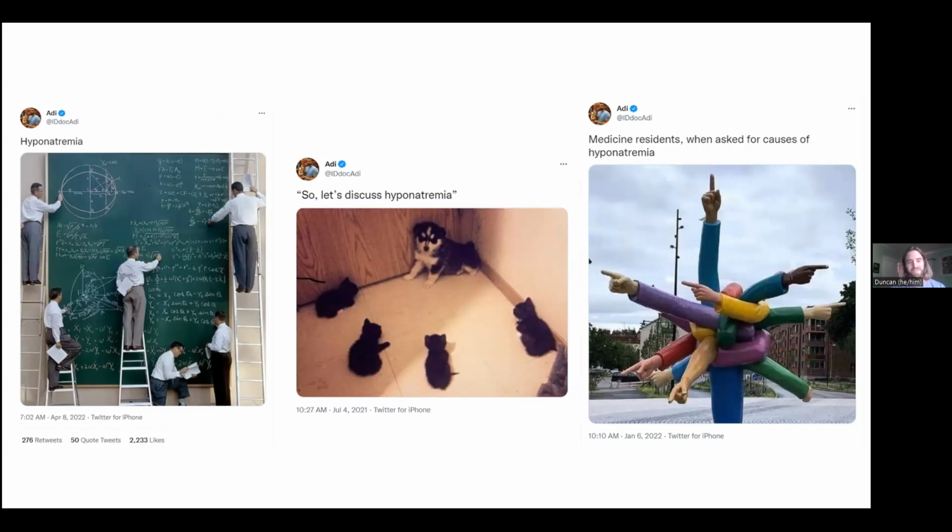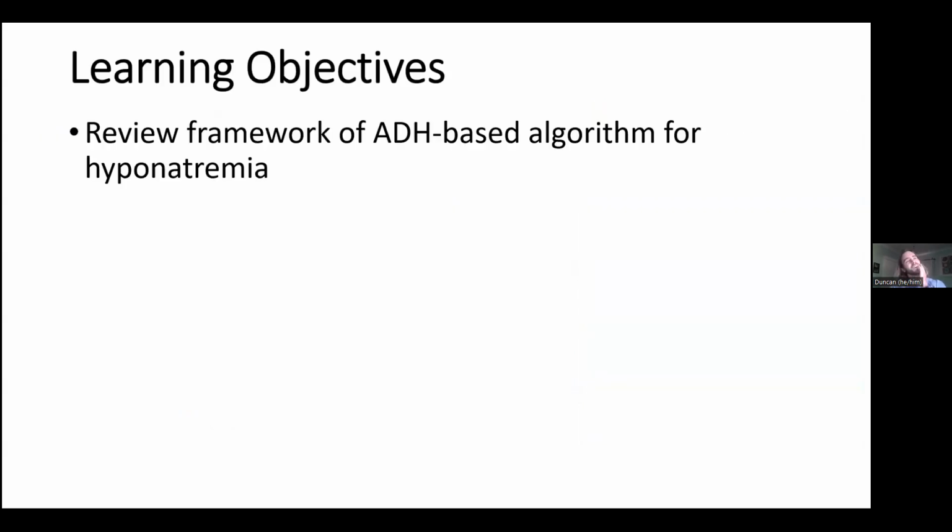And I hope that after today, all of you will be feeling a little bit more confident in how to first diagnose the cause of hyponatremia, and then also some practical tips for how to treat it. So today we're going to review the ADH-based algorithm for hyponatremia, which is the one that I prefer because I think it gets a little bit more at the fundamental physiology that's happening.